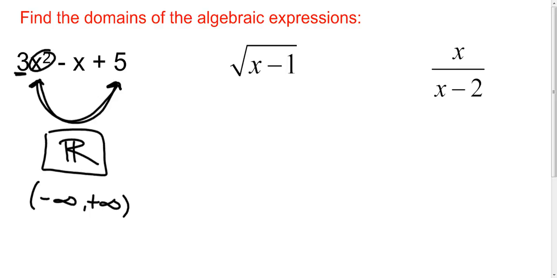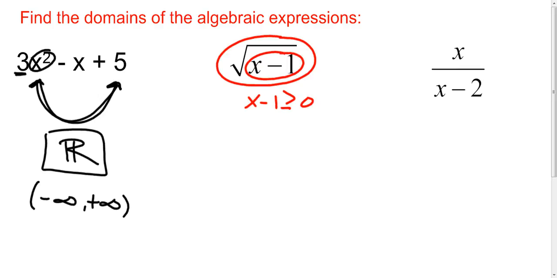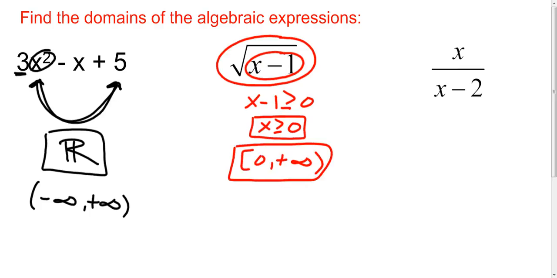In the next example, I want you to remember that you cannot have a negative number underneath the square root symbol. So the smallest this quantity right in here can be is 0. So x minus 1 has to be greater than or equal to 0. Add 1, and x has to be greater than or equal to 1. Or if you want to write it 1 to infinity, that's fine too. I can plug in any number from there to there.